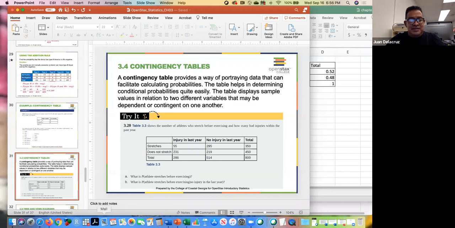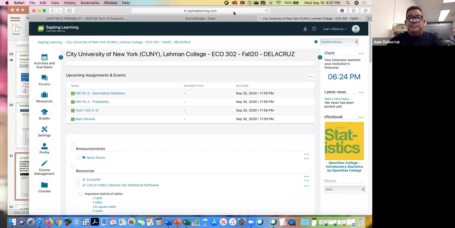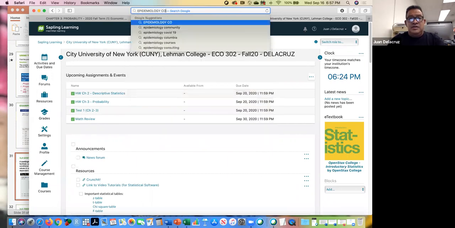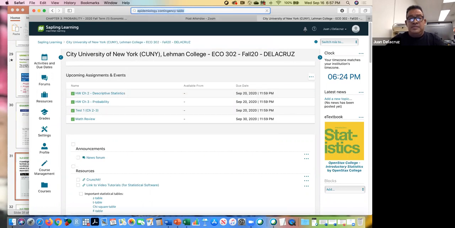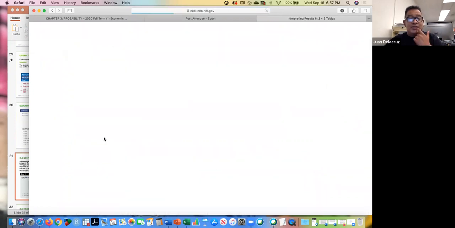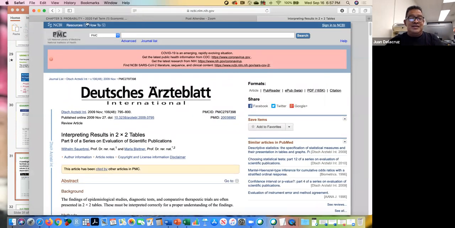So let me see if I can find something that helps me a little. Epidemiology, contingency table. So this is the 2x2 table. If you are interested in medical research, you are going to be an economist. I am an economist. I always work a lot with this database. Well, it's a search engine.